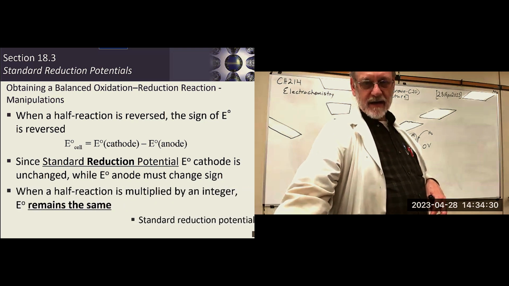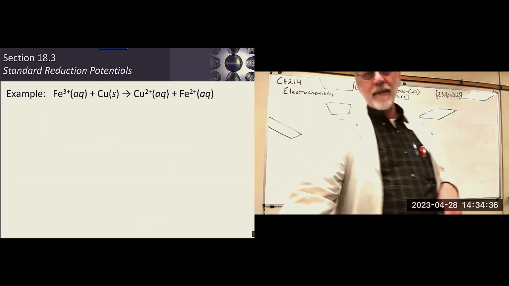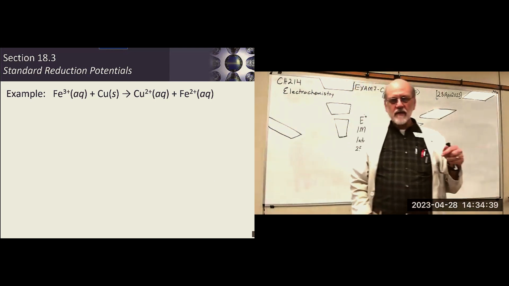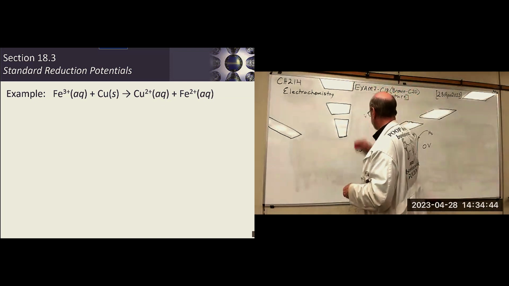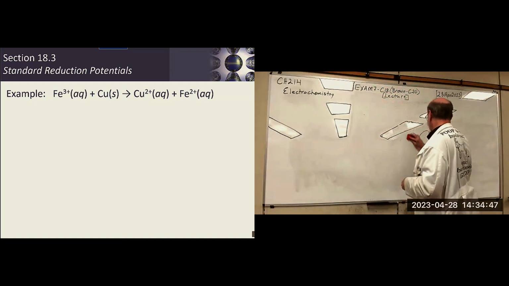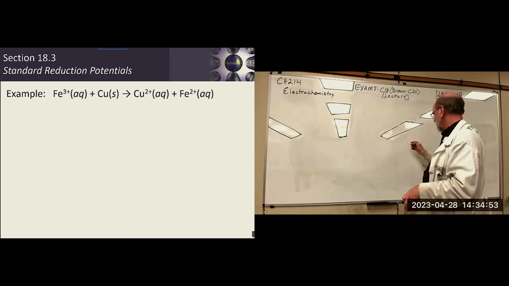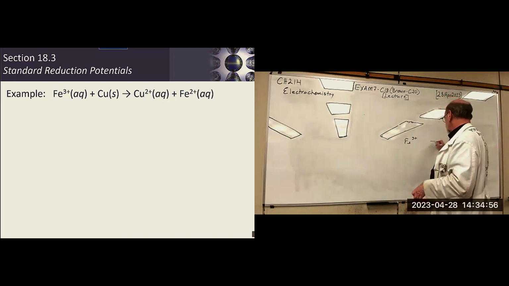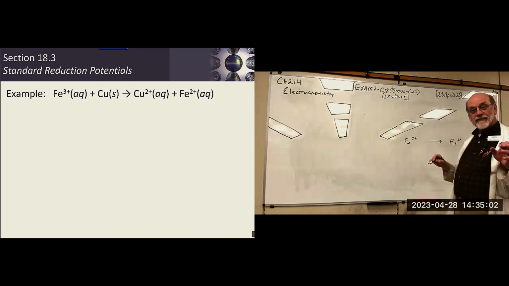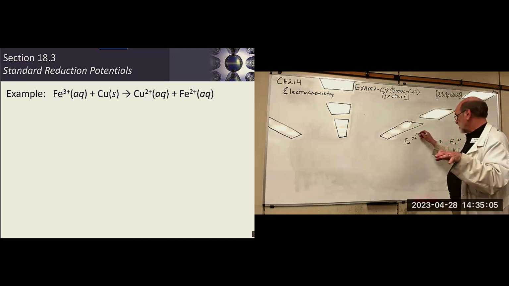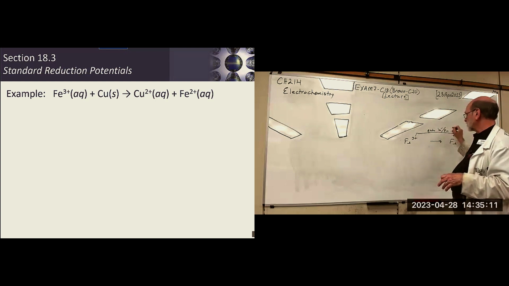All right. Let's see. So here's an example. We have one side, Fe3+. Let's take a closer look at this one. So Fe3+ to Fe2+. What happens there? As written, we have gained 1 electron per iron.